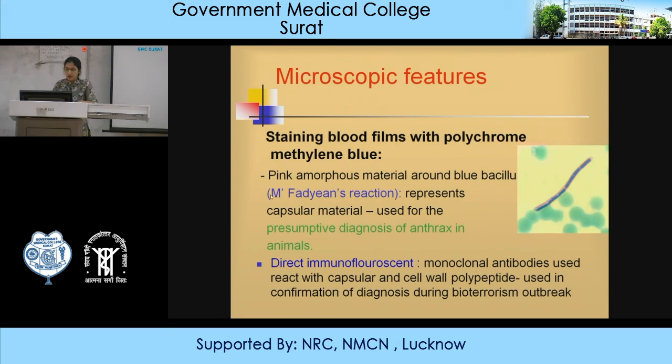Then you can also go for the direct immunofluorescent method. Here the fluorophore, any fluorescent dye, is conjugated to the immunoglobulin, and that's why it is known as immunofluorescent. This monoclonal antibody will combine with the capsular antigen and cell wall polypeptides, and it is used for the confirmation of the diagnosis during a bioterrorism outbreak.